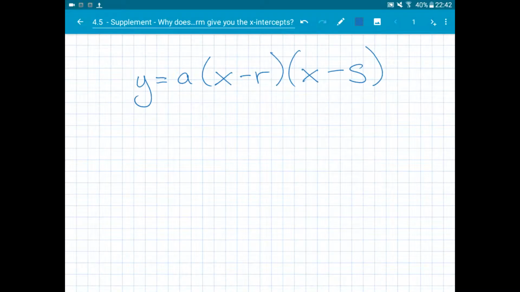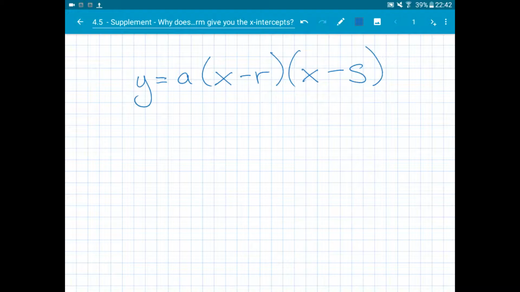In the previous video, I showed you basically all the information that you need to know in order to use factored form to graph a parabola. Some of you might be a little bit bothered by this because all I did was show you that r and s give you the x-intercepts, so I didn't really explain why that would be the case. And so I thought I would do a little supplementary video that just shows you why that happens.